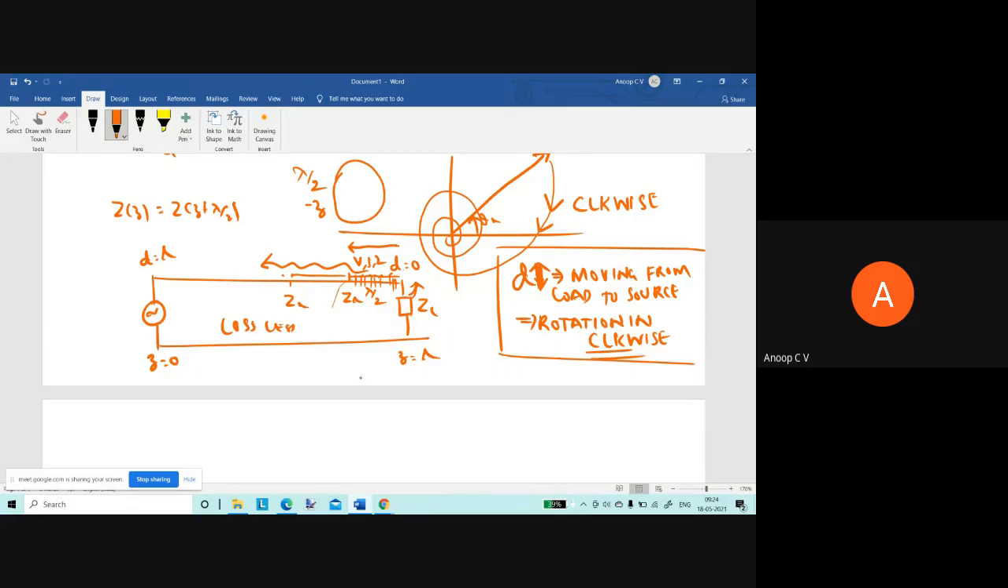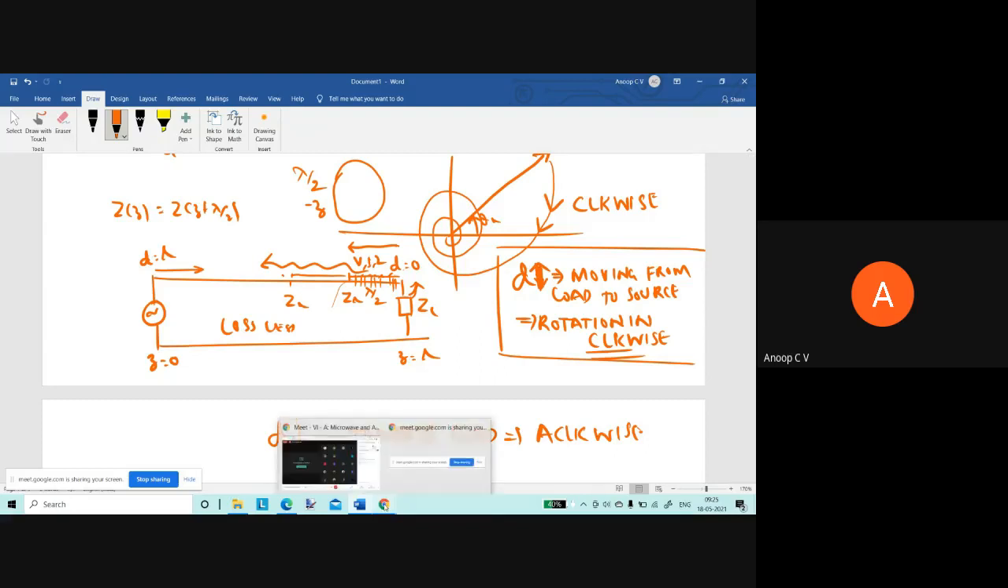And similarly, if d is decreasing, it implies movement towards the load, and that corresponds to anti-clockwise rotation in the Smith chart. That is, moving from source to load is represented as anti-clockwise rotation in the Smith chart, and moving from load to source is clockwise rotation. So please do keep it in mind.